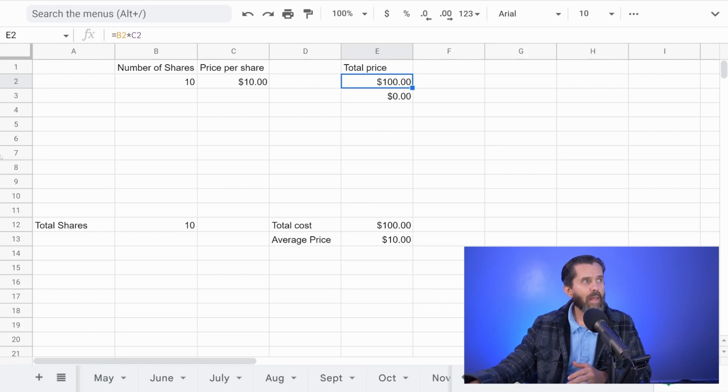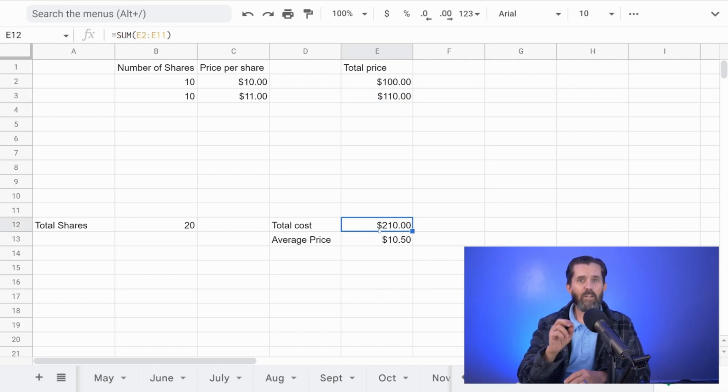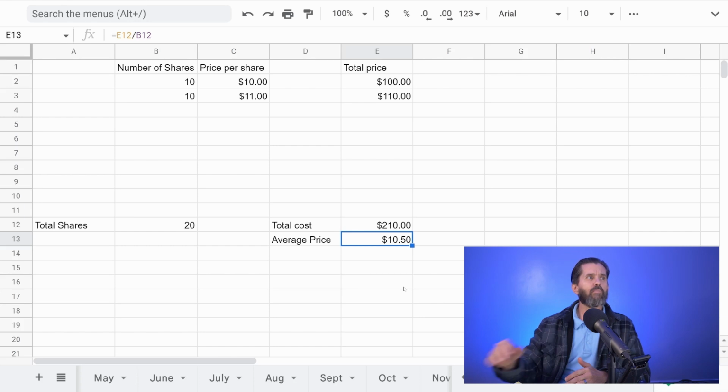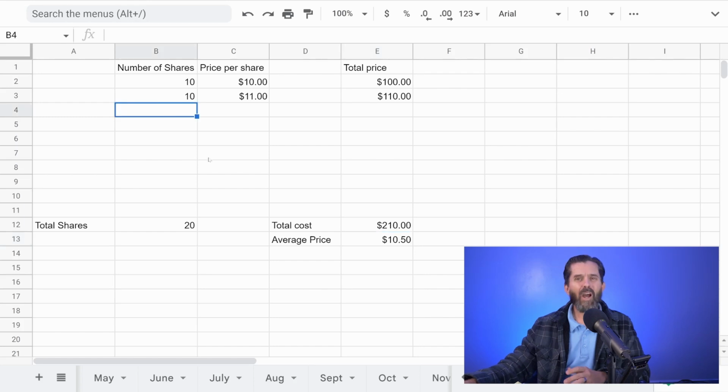Now the next time you buy that stock, it's going to have a different price. So let's say you buy another 10 shares, but the price has gone up to $11 now. So your total here is $110 that you've spent. So total cost of the 20 shares, you've spent $210, but the average price per share is $10.50. So basically what happened now is that if the price of that stock continues to rise, you're going to be in a profitable situation. But what if the stock goes down?